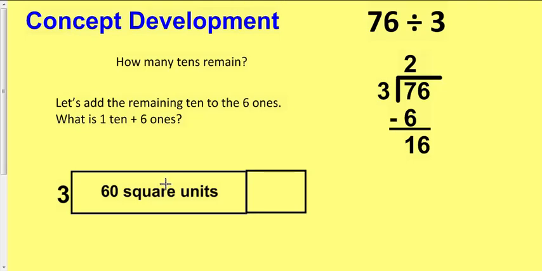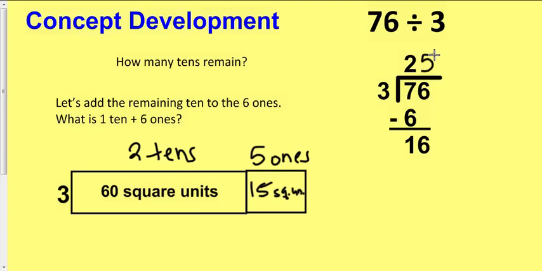So this would be 2 tens. So let's go ahead and write this as 2 tens. And I know that I can do 5 ones. And the area of this rectangle would be 15 square units. So I would come over here and I would say 5 times 3 is 15. And that would leave me with a remainder of 1. So I'll just go ahead and add my small rectangle here and have a remainder of 1. So I have 25. 76 divided by 3 is 25, remainder 1.